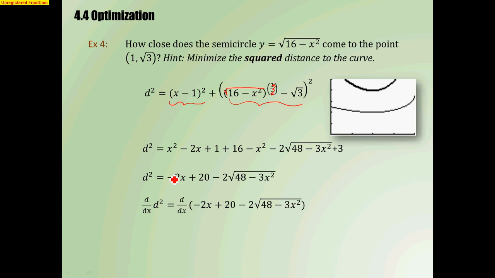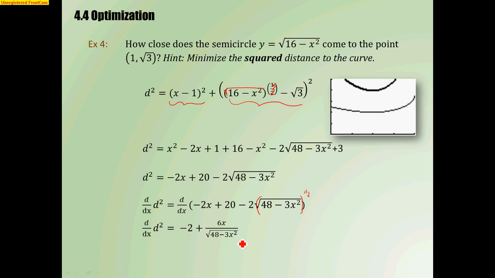Now finally I'm ready to take the derivative. Taking the derivative with respect to x of the left and the right. The derivative of negative 2x is just negative 2. The derivative of 20 is 0. And the derivative of this thing, and again now I put my power back and think of the 1/2. Taking the derivative there, I bring the 1/2 down, and I get 1. Then I get 48 minus 3x squared to the negative 1/2. And that's how the 48 minus 3x squared comes.